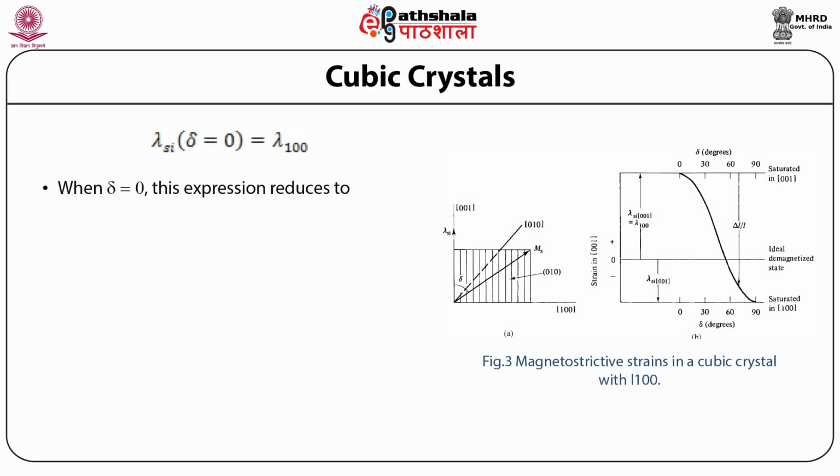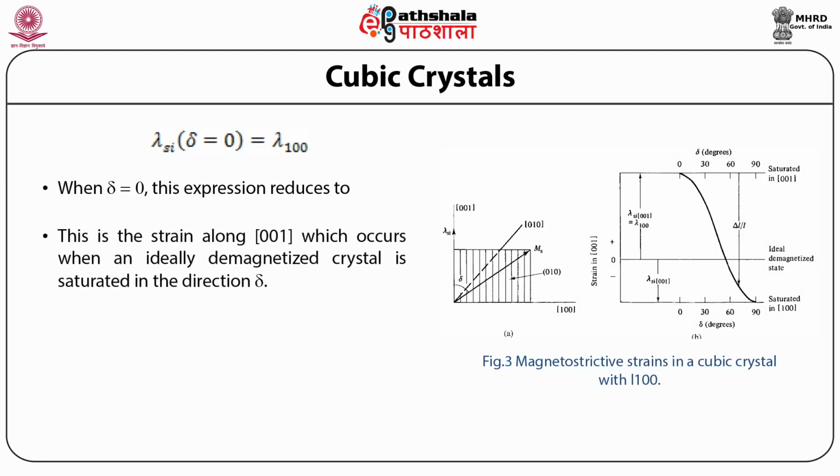Lambda st is equal to 3/2 lambda 100 into (cos square delta minus 1/3). This is the strain along [001] which occurs when an ideally demagnetized crystal is saturated in the direction delta. When delta is equal to 0, this expression reduces to lambda st at delta equal to 0, which is equal to lambda 100, as it should.